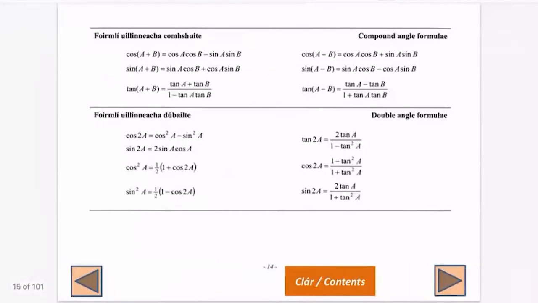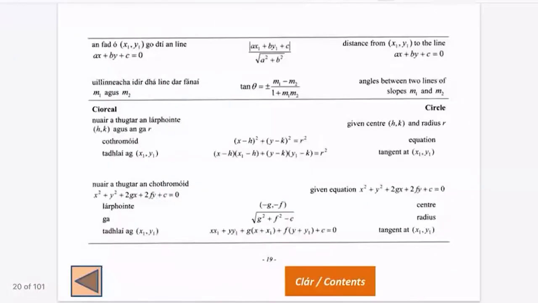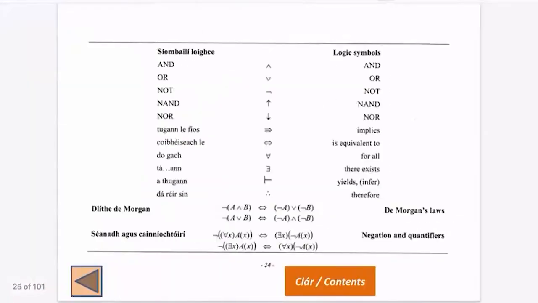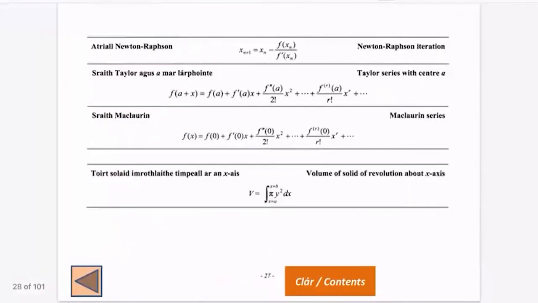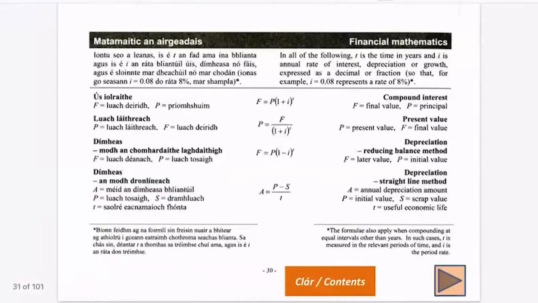So I'm here in the log tables, which of course you're handed out in your junior cert. And I'm going to the financial maths page, which is on page 30, okay? And you can see here on page 30, I have a formula called compound interest. F is equal to P times 1 plus I to the power of T. So what do they all mean?